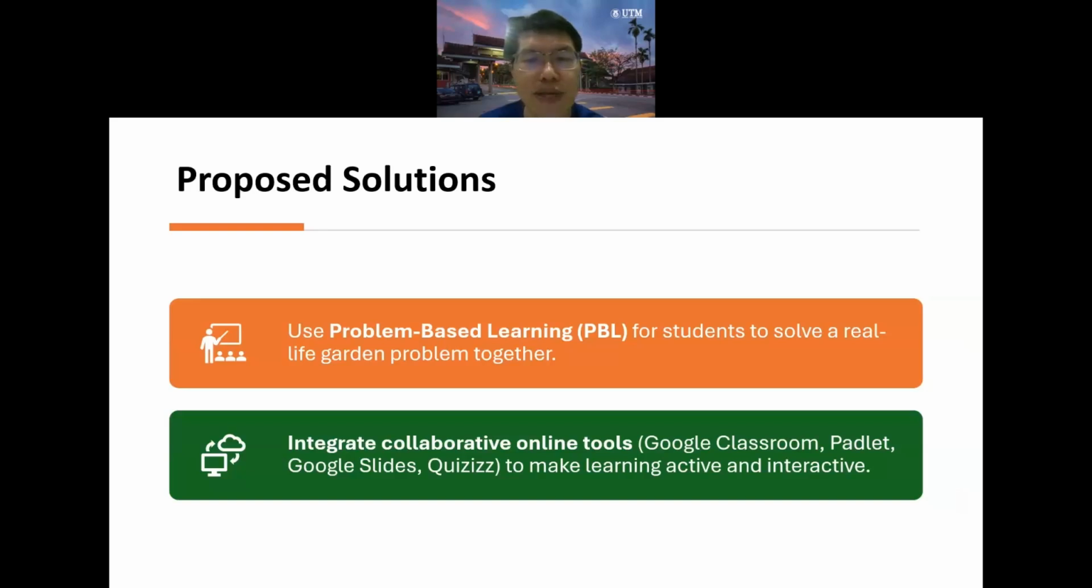To address these problems, we will use problem-based learning for students to solve a real-life garden problem together, and also integrate digital tools like Google Classroom, Padlet, Google Slides, and Quizizz to make learning active and interactive.